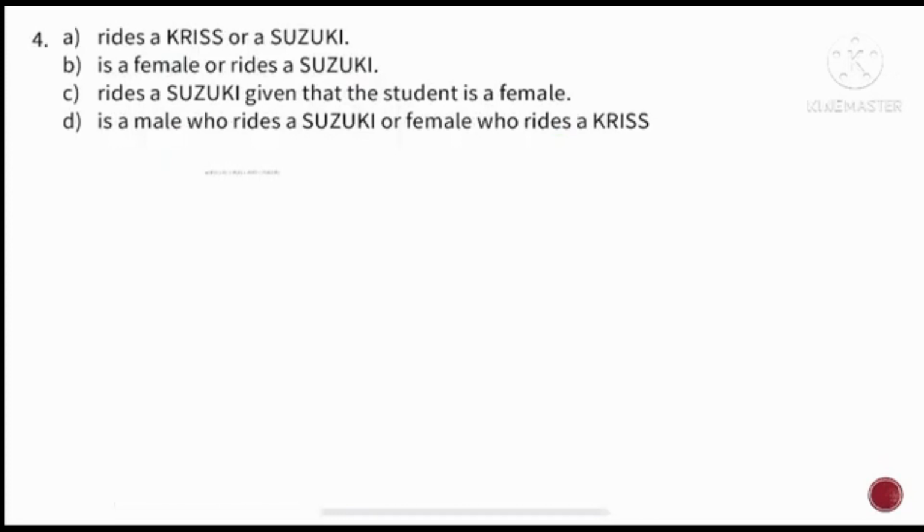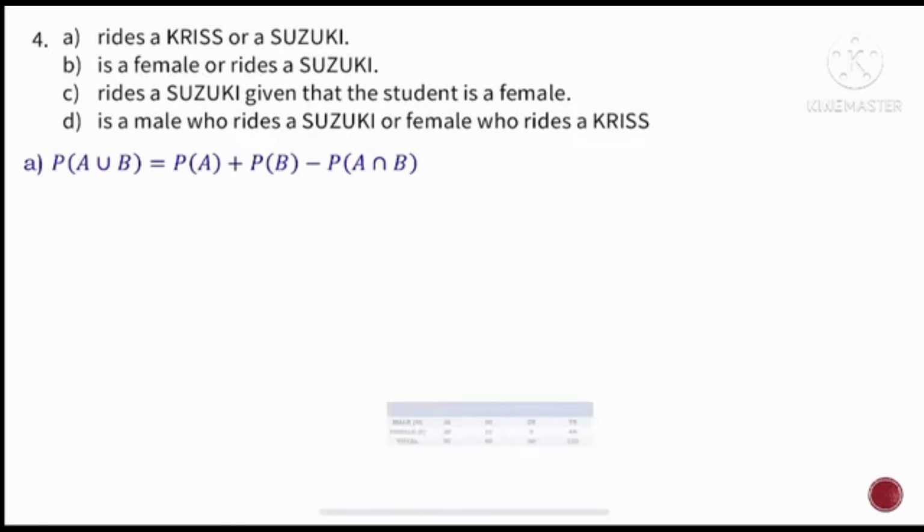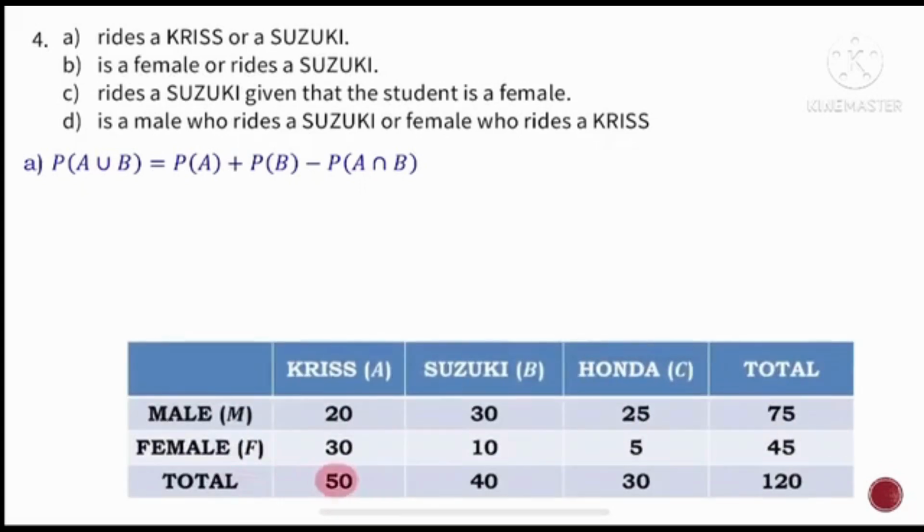Question A is probability that the student rides Chris or Suzuki. It means that it is the union of A and B. And it equals P(A) plus P(B) minus P(A intersect B). By using the table, P(A) equals 50 divided by 120, which means the total of Chris divided by the number of sample. P(B) equals 40 divided by 120, which means the number of Suzuki divided by the total sample. P(A intersect B) is 0 since there is no intersection between Chris and Suzuki. So the answer is 3 over 4.